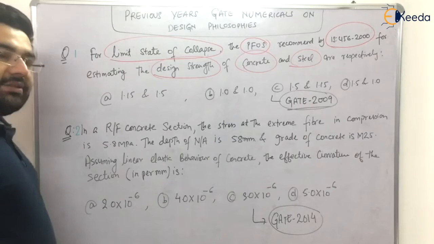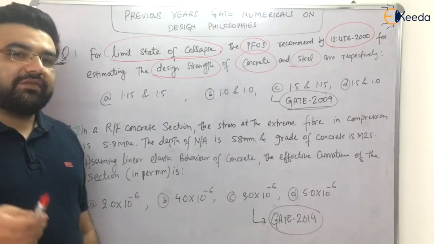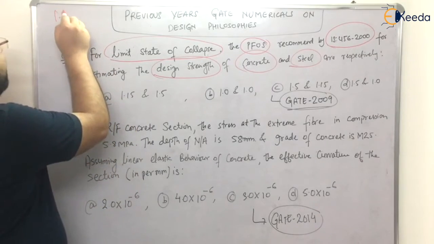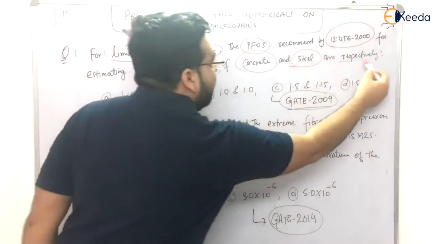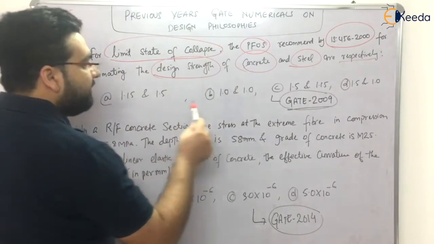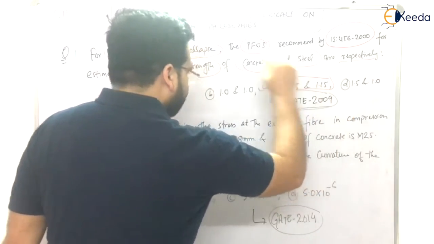So the answer is, you know that I have already told you that the partial factor of safety for concrete is 1.5 and for steel it is 1.15. So respectively, for concrete it is 1.5, for steel it is 1.15. So 1.5 and 1.15, this is the correct answer.